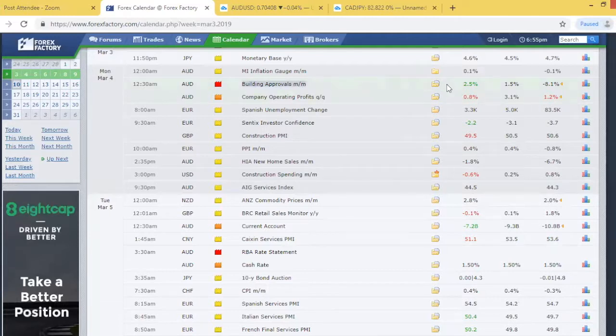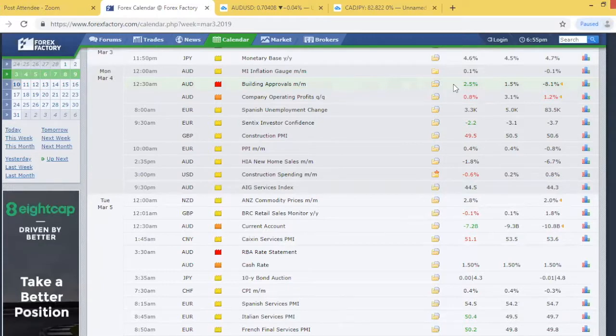And as expected, we saw positive data, 2.5% over a 1.5% estimate. That's almost a 10% swing from the previous actual, guys. The previous actual was minus 8.1%. And Monday's figure came out at 2.5%. That's a swing of 10.6%. That is a huge swing. So we're starting to see that positive data coming through to the Aussie dollar.